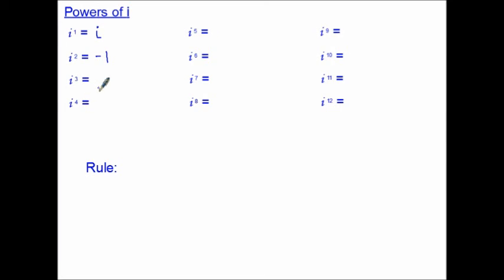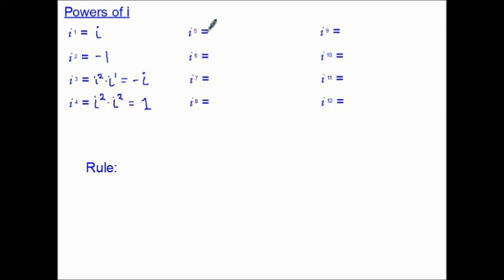Alright, so i to the third, you might think, well, if I have i to the third, that's the same thing as having i squared times i to the first. Okay, and well, i squared is negative 1, and i to the first is i, so negative 1 times i is actually negative i. That's kind of cool. See, i to the fourth, well, I could think of that if I wanted to as i squared times i squared. Well, i squared is equal to negative 1, so this is really negative 1 times negative 1, which is positive 1. Hey, that's cool too.